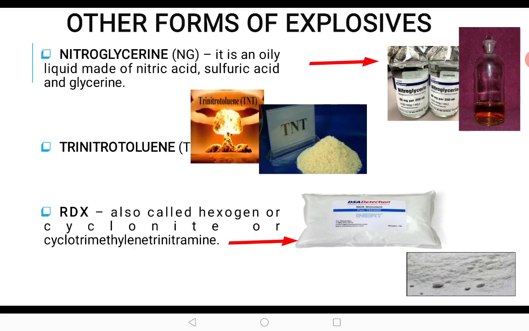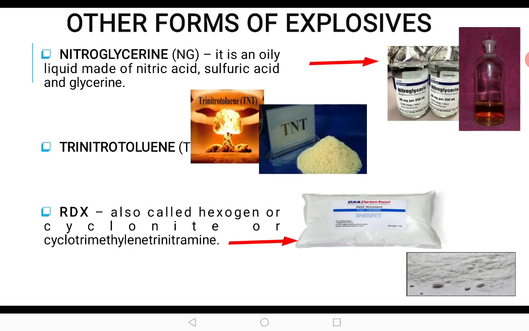We have another form of explosive. We have trinitrotoluene or the TNT. That is the most widely used explosive. Usually, itong si trinitrotoluene, ginagamit ito as military explosives, no? It has a yellow color, odorless din, no? It does not occur naturally in the environment. It can be used for underwater blasting, itong trinitrotoluene.